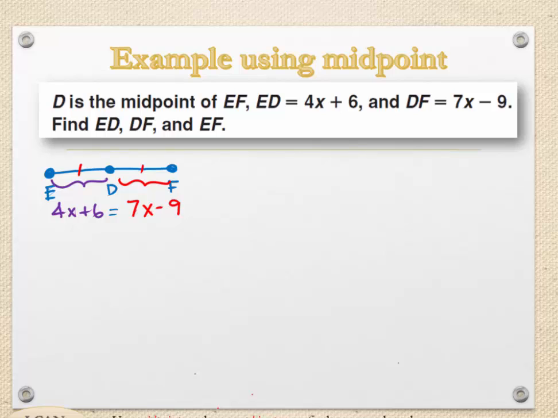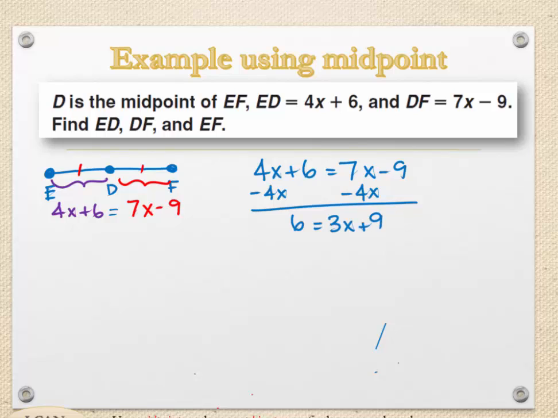So if I have 4x plus 6 equals 7x minus 9, I'm going to get all my x's on one side, just like I did before. I'm going to move them to this side so they stay positive. Then I got to move my numbers. Oops, this is minus. So I want to add 9 to both sides. 6 plus 9 will give you 15. And then if I divide both sides by 3, we end up with x is 5. Now remember, this isn't our answer. We have to find ED, DF, and EF.